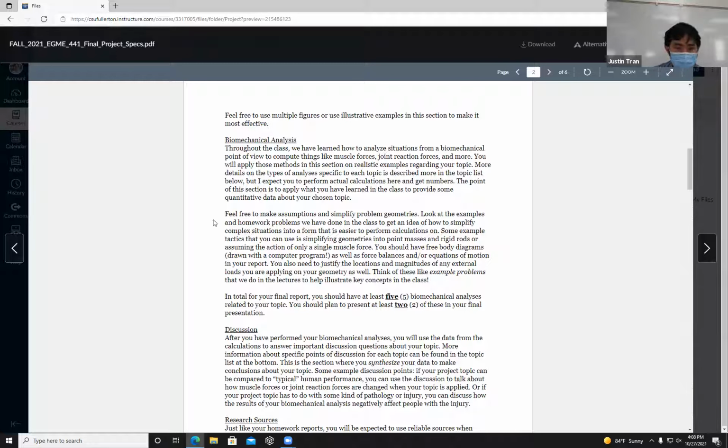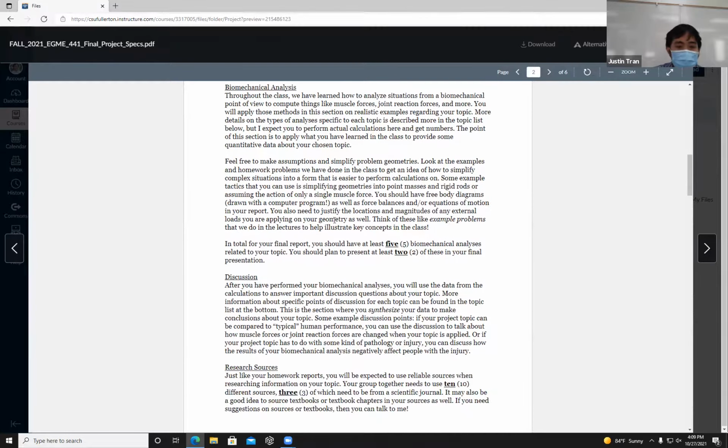Just like we have been doing in the lectures, you're probably going to have to make some assumptions and simplify some geometries. If you look at all the examples we've done over the last few weeks, most of the time we assume that the body's like a stick, and that's perfectly fine too. If you're having trouble coming up with problems for this project, look at our examples in class, and look at how I've simplified geometries and made the computations easier.